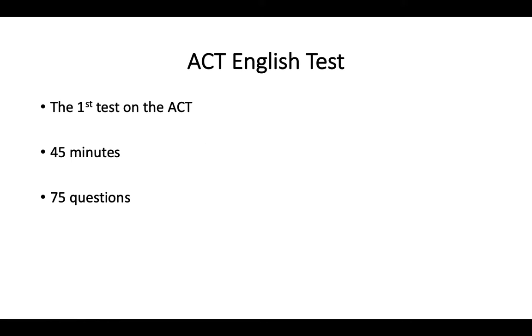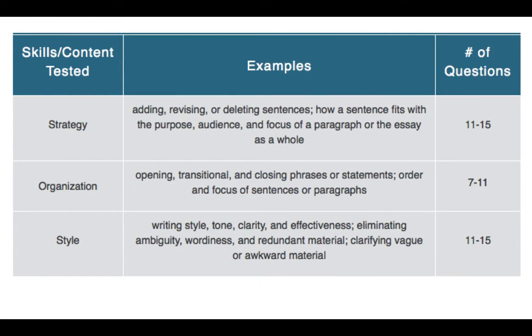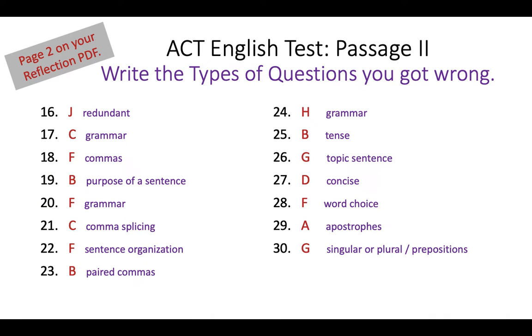That's page 1. The first test on the ACT is the English test. It's 45 minutes and there are 75 questions. We went over this last time, so this just tells you about how many questions there are for each category: punctuation, grammar and usage, sentence structure, strategy, organization, and style. So on the ACT English test, these are the answers and the types of questions.